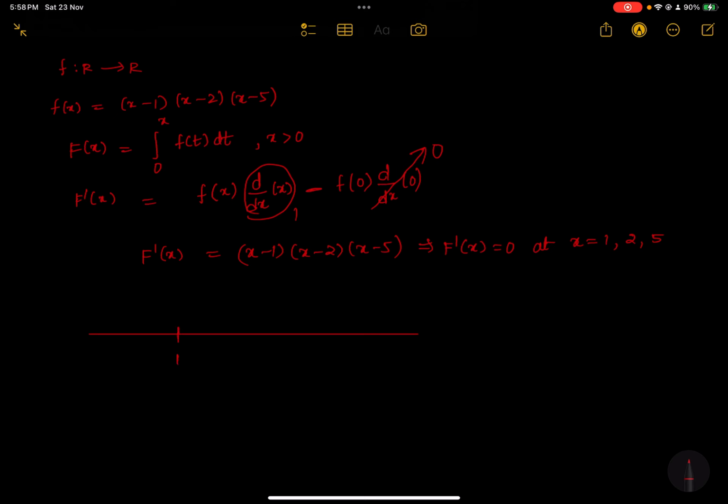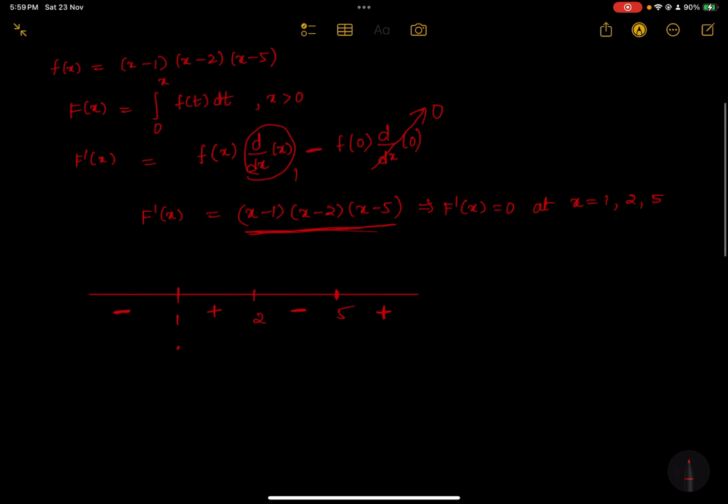So let us say this is the number line: 1, 2, 5. If x is less than 1, F dash of x is negative. You can put the values and check. If x is between 1 and 2, it is positive. If x is between 2 and 5, again it is negative. If x is greater than 5, F dash of x is positive.